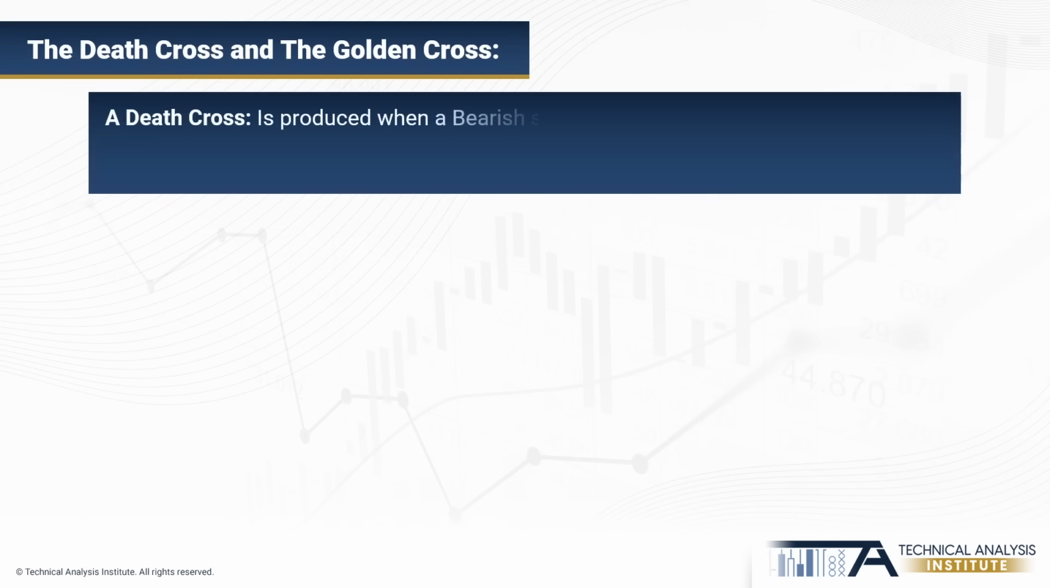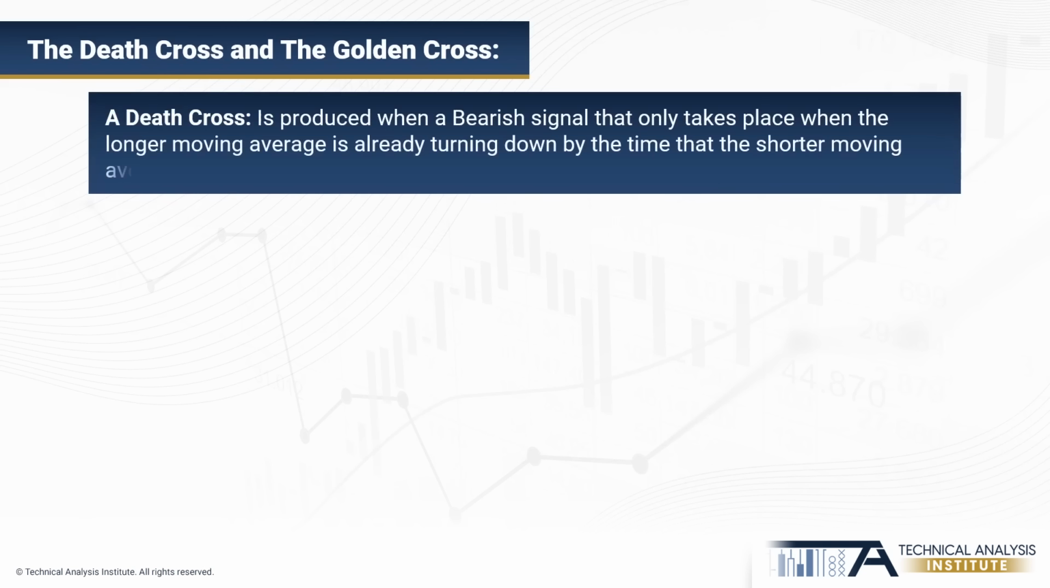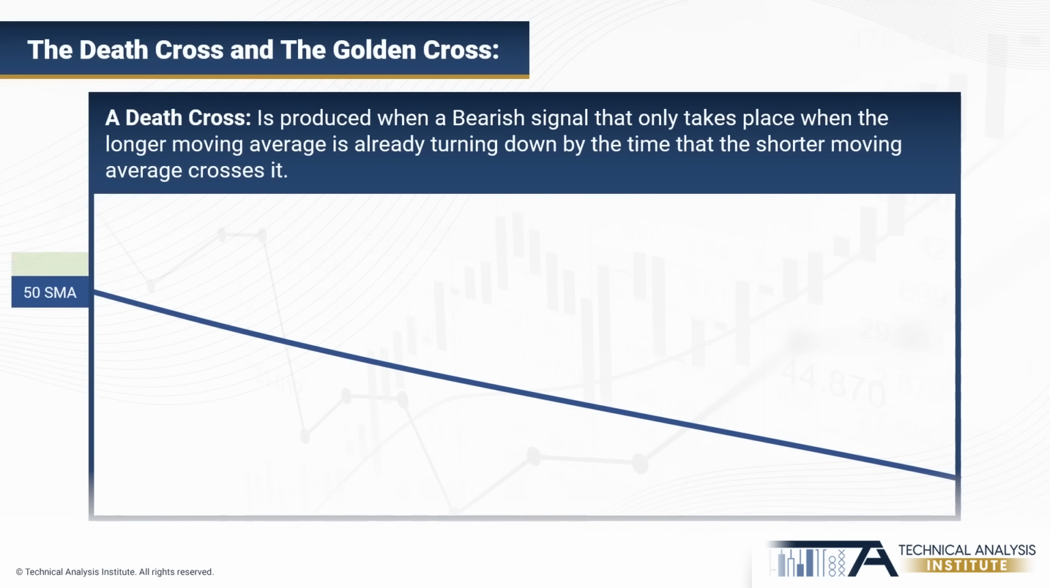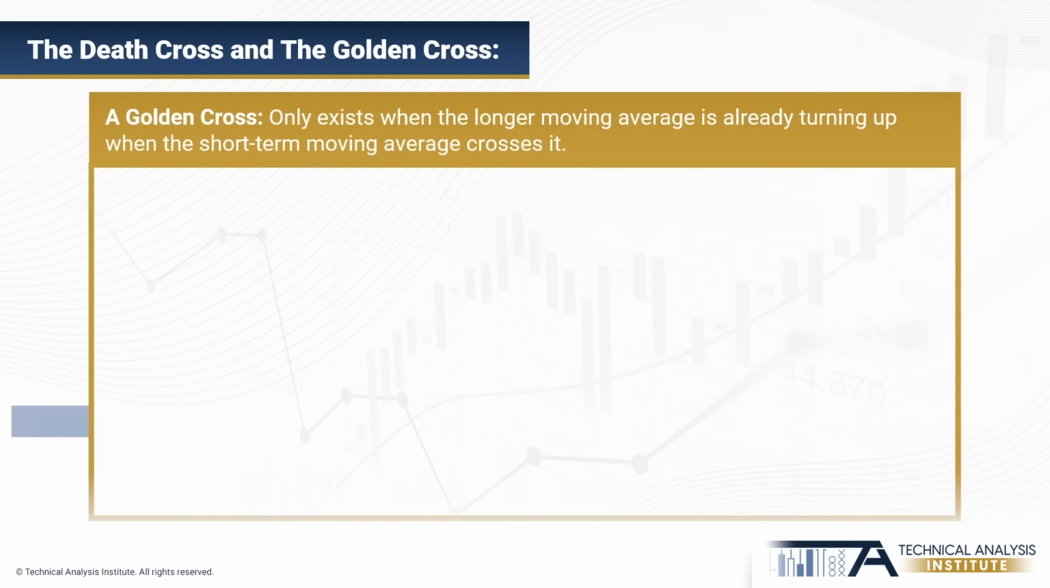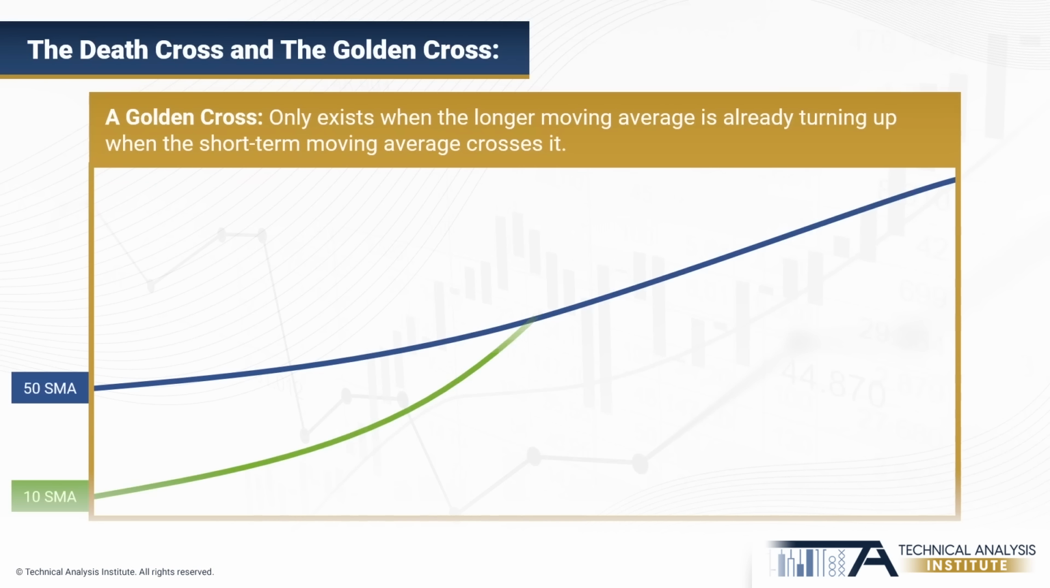A dead cross is a bearish signal that only takes place when the longer moving average is already turning down by the time that the shorter moving average crosses it. That produces a dead cross, a sell signal that is extremely reliable. A golden cross only exists when the longer moving average is already turning up when the shorter moving average crosses it, giving a golden cross, a buy signal that is extremely reliable.